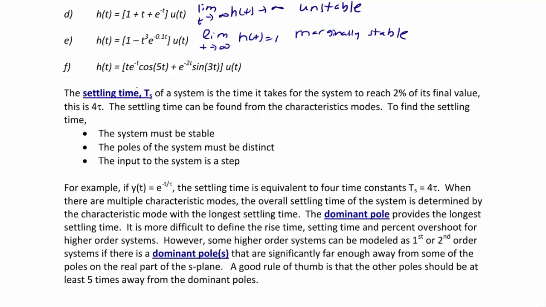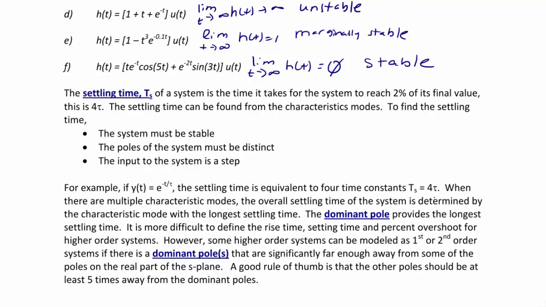And finally, h(t) equals (t e^(-t) cos(5t) + e^(-2t) sin(3t)) u(t). The limit as t goes to infinity of h(t) is going to equal 0, because once again, e^(-t) will die off faster than t will grow, and this one dies off because of the e^(-t), so that one is 0, and we say that it is stable.